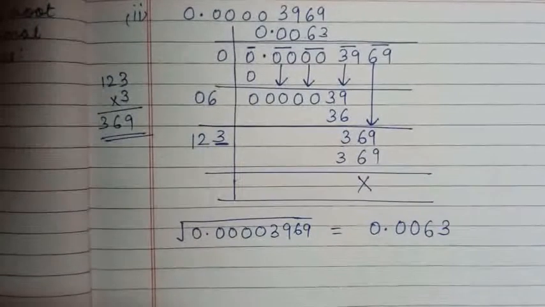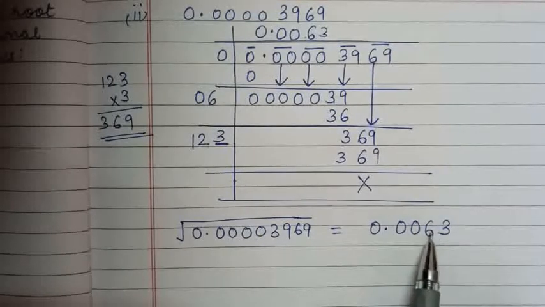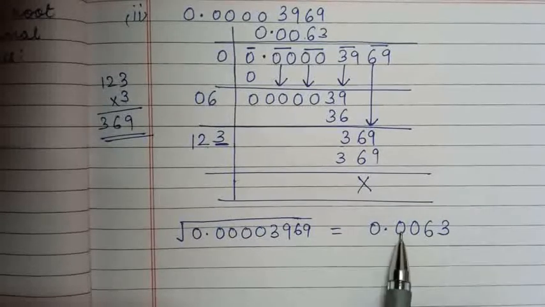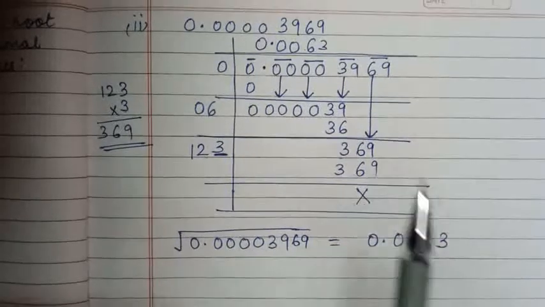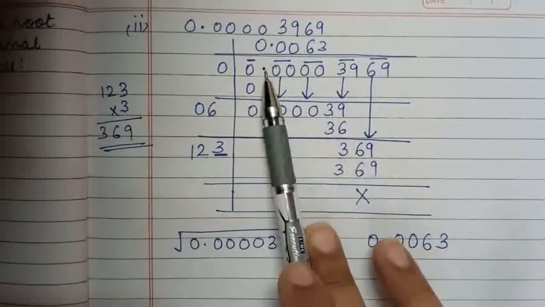Now can you tell me how many decimal places are there after the decimal? After the decimal there are 1, 2, 3, 4 decimal places. Fine. So we are getting the answer with 4 decimal places when we are forming 4 pairs after the decimal.